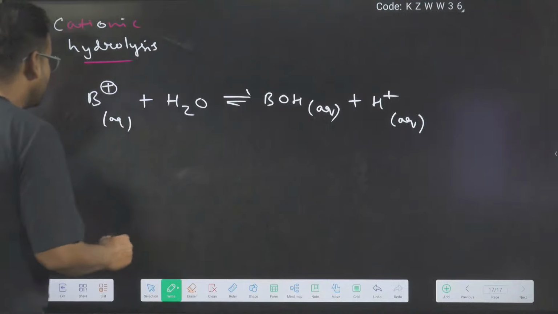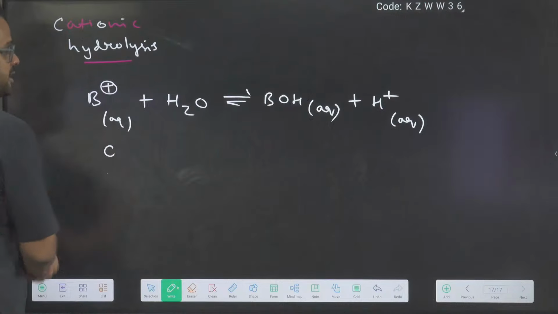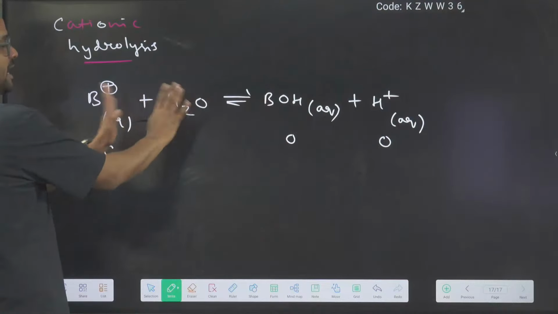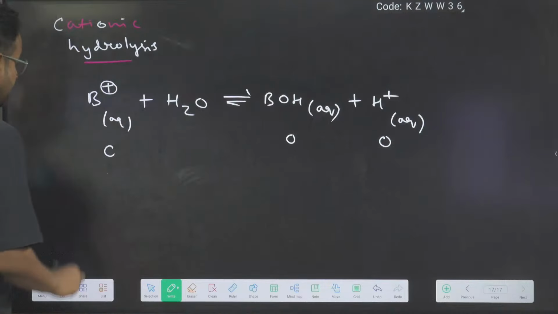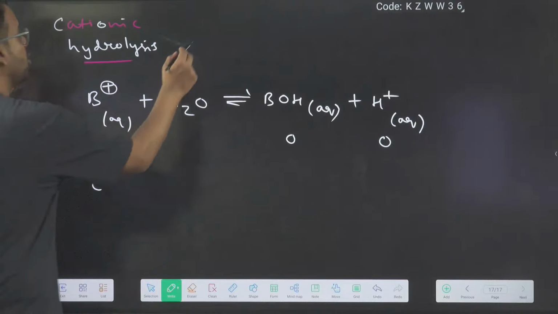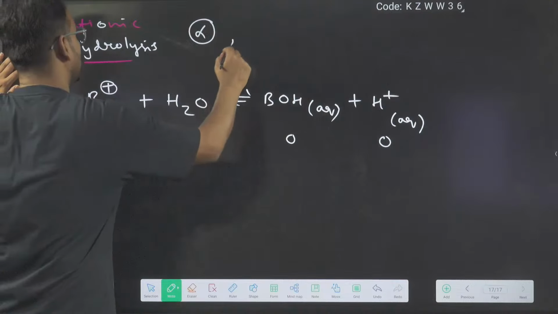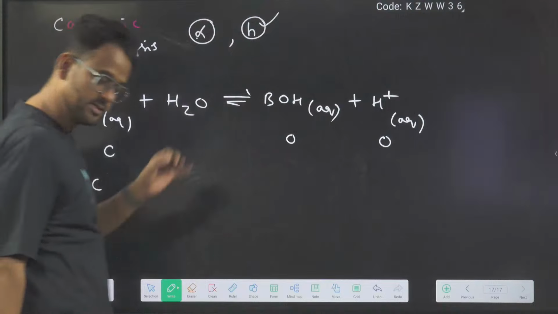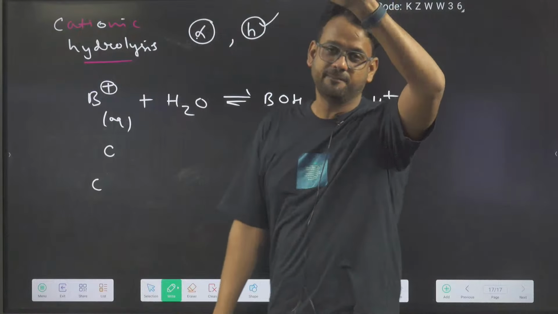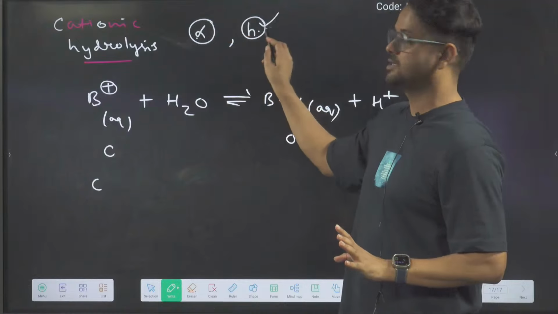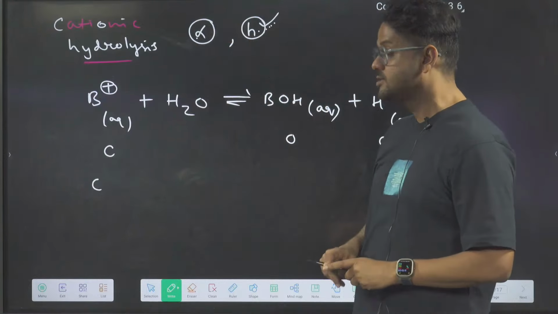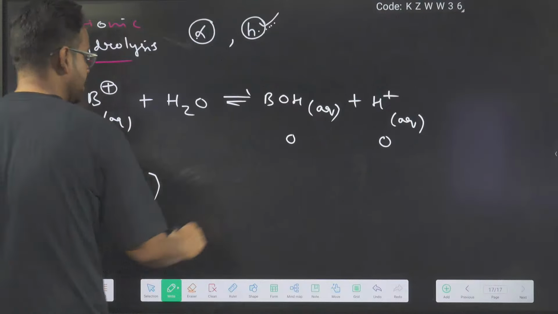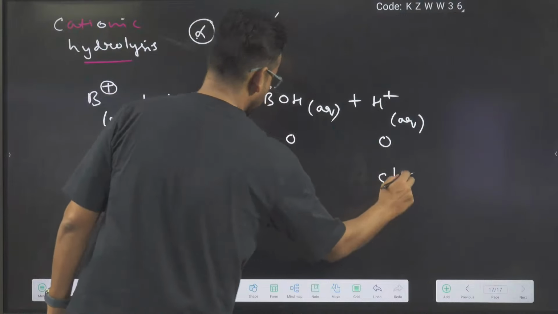And how will you solve it? Let us say concentration is C initially. This is 0. This is 0. This is the solvent, present in large excess, we are not bothered about it. Then suppose degree of hydrolysis. Over there we use the symbol alpha. Over here we use the symbol h. Meaning is the same, name is different. This is called degree of hydrolysis. And you will have C(1 minus h). Here you will have Ch. Here you will have Ch.